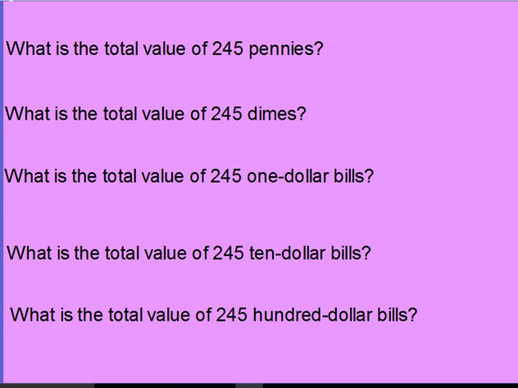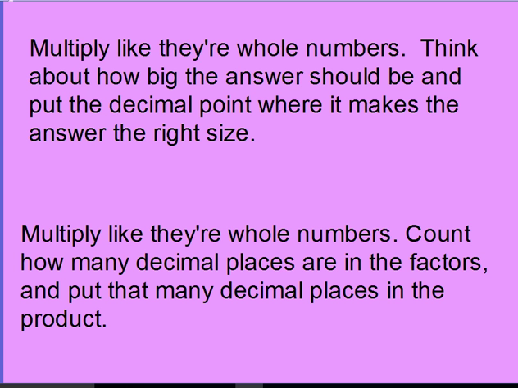Talk it back and forth. So here are my strategies. I would like you to get your journal out and put these in. Multiply like they're whole numbers. Think about how big the answer should be and put the decimal point where it makes the answer the right size. So here we are, multiplying just like if it was a whole number. Forget about the decimal at first. Then look at where the decimal point is.